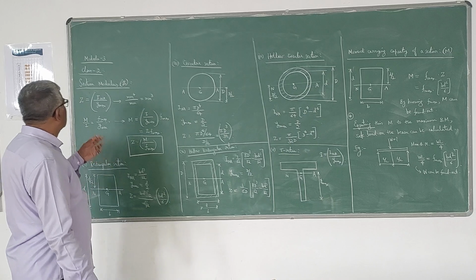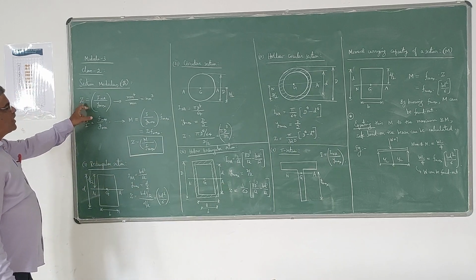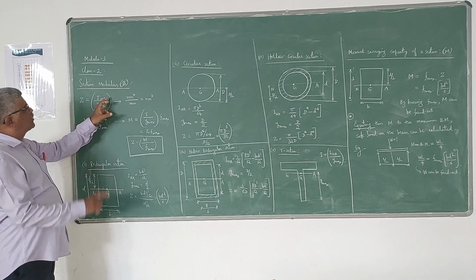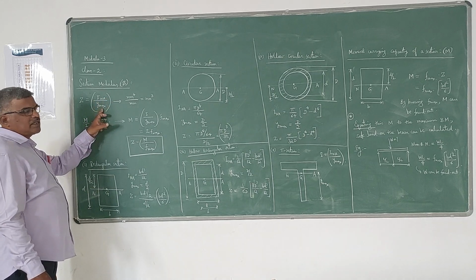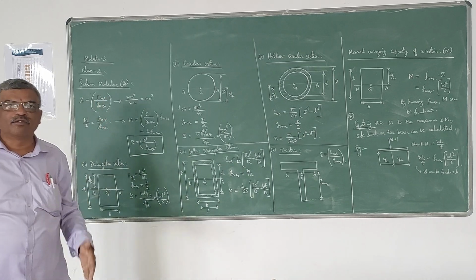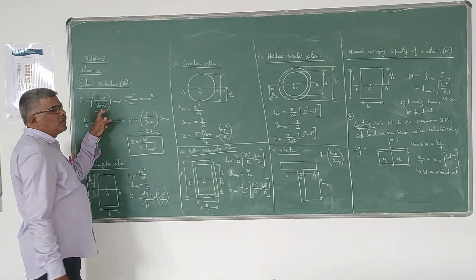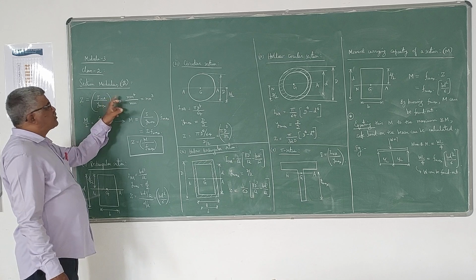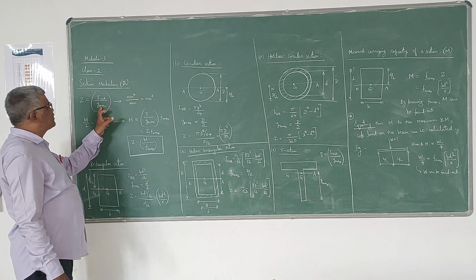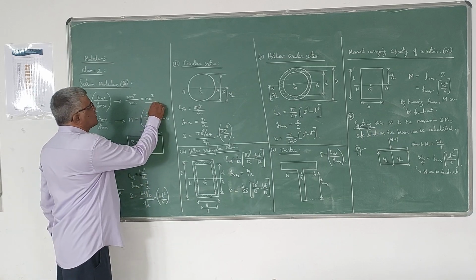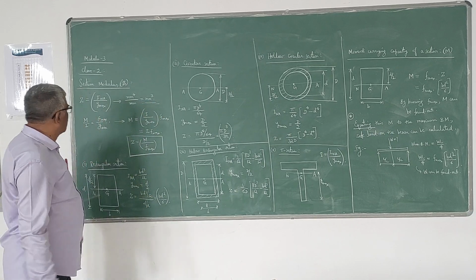That is the meaning. Z is defined as the ratio of the moment of inertia of the section about the neutral axis to the distance of the farthest fiber from the neutral axis. That is I_NA divided by Y max. I is expressed in millimeter power 4, and distance Y max is expressed in millimeters. Therefore, the unit of section modulus is millimeter cube.